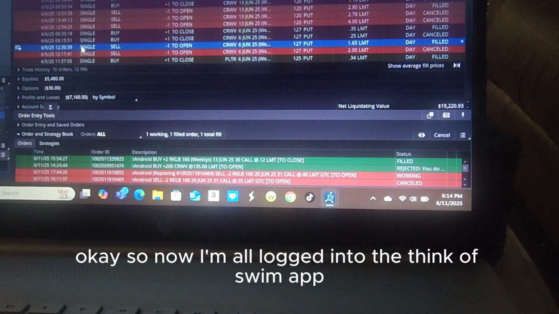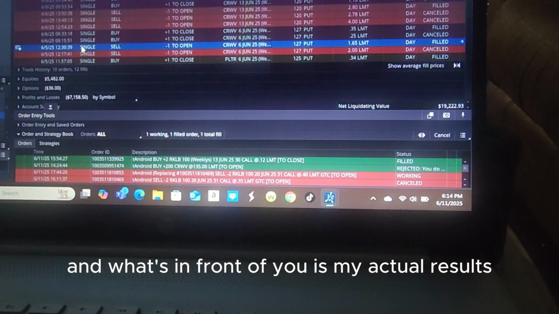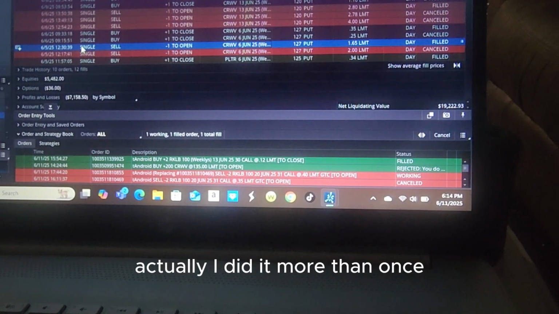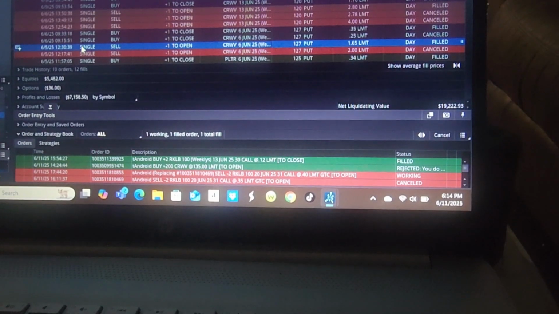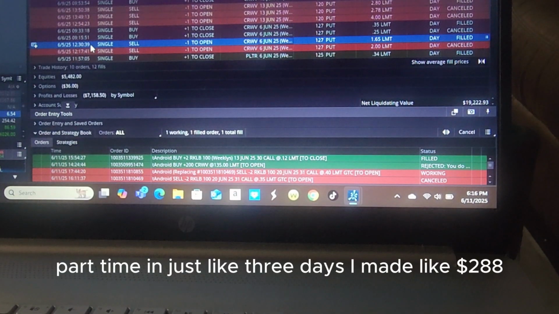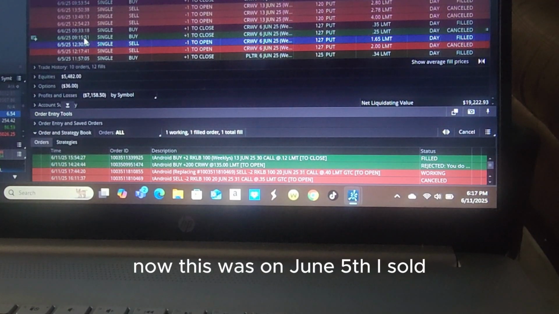Okay, so now I'm all logged into the Thinkorswim app, and what's in front of you is my actual results from my CoreWeave trade. Actually, I did it more than once. Now, just to show you what's possible part-time, in just like 3 days, I made like $288. So take a look where the highlight is blue. Now this was on the 5th of June.